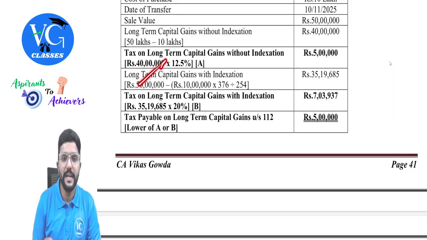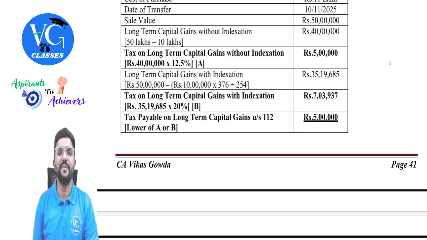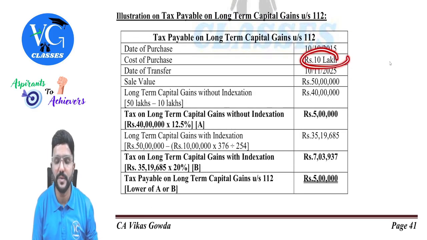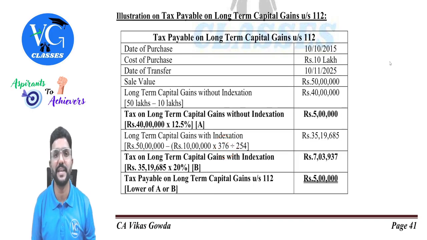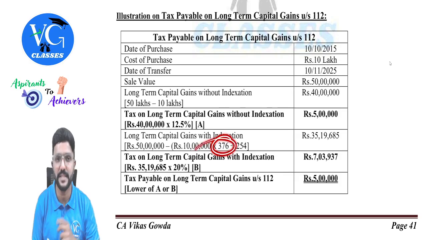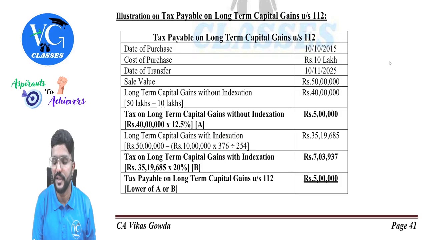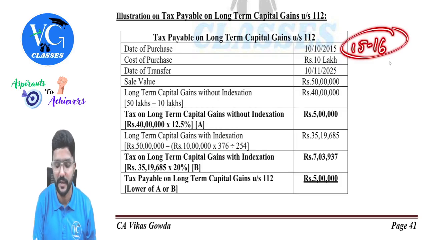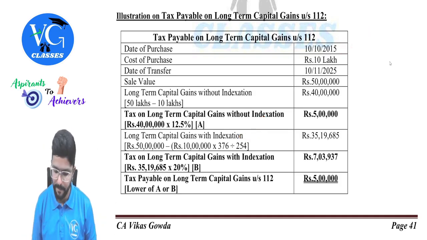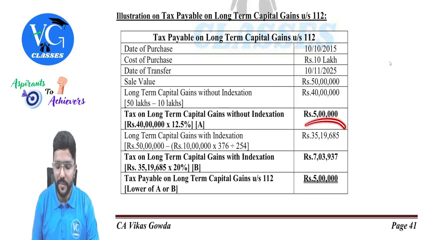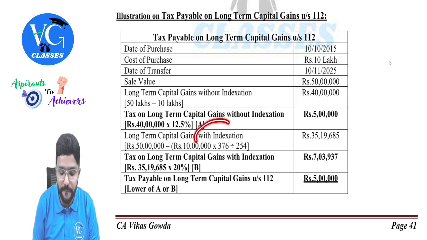Okay, fine. So 50 lakh is the full value of sale consideration. From that, I am reducing the indexed cost of acquisition. How do we calculate indexed cost of acquisition? Take cost of acquisition into cost inflation index for the year of transfer. Cost inflation index for the previous year 25-26 is 376, which we will learn in the capital gains head, guys, divided by cost inflation index for the year of purchase, that is 15-16. I have taken 254 here. If required, it will be given in the question. You need not worry. So how much are we getting? 35 lakh 19,685, which is the long-term capital gain with indexation.